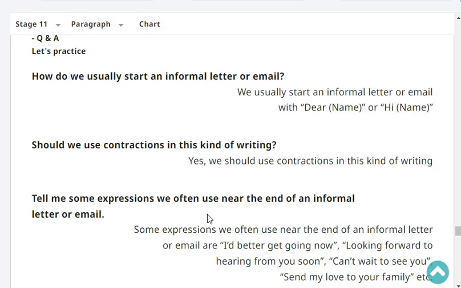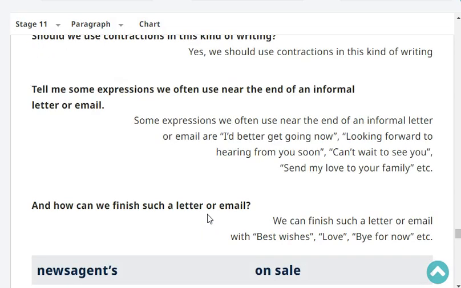Tell me some expressions we often use near the end of an informal letter or email. Some expressions we often use near the end of an informal letter or email are: I'd better get going now. Looking forward to hearing from you soon. Can't wait to see you. Send my love to your family, etc.